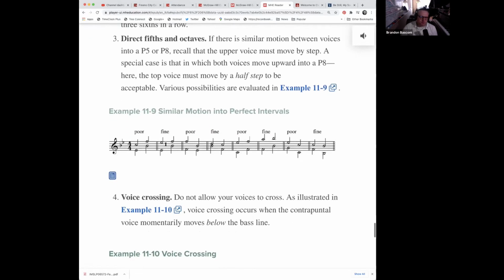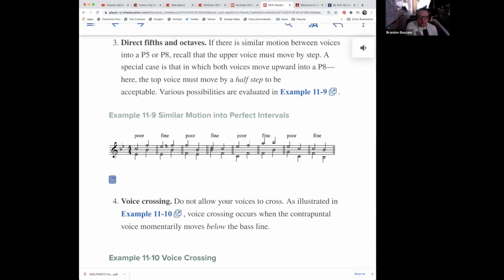All right. Direct fifths and octaves. I think this is where we left off last time, maybe. If there's similar motion, meaning we're moving the same direction, between voices into a perfect fifth or perfect eighth, recall that the upper voice must move by step. A special case is that in which both voices move upward into a perfect octave. Here, the top voice must move by a half step to be acceptable.